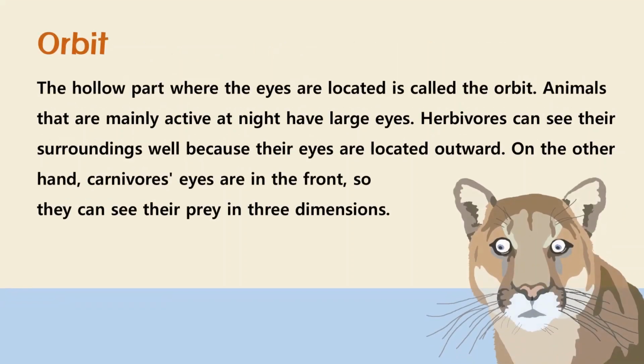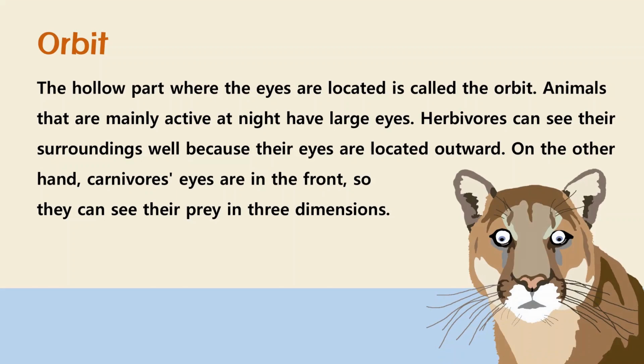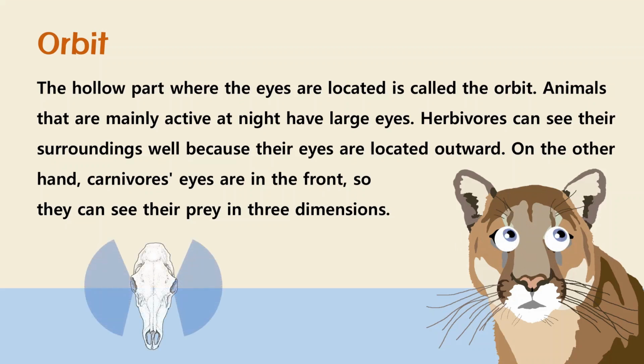Orbit. The hollow part where the eyes are located is called the orbit. Animals that are mainly active at night have large eyes. Herbivores can see their surroundings well because their eyes are located outward. On the other hand, carnivores' eyes are in the front, so they can see their prey in 3 dimensions.